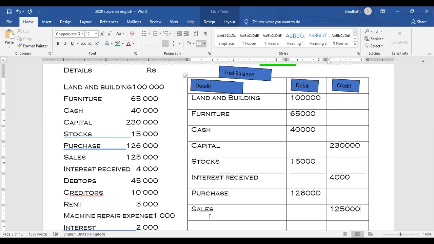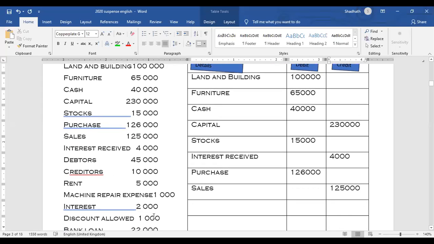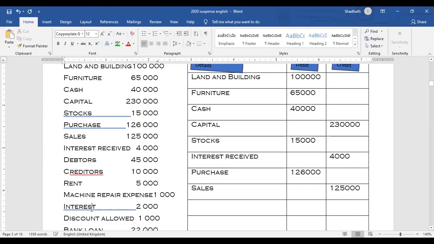Right. Likewise, we can fill the table easily. Debtors, asset, debit side. Creditors, liability, credit side. Rent, expense. Machinery repair, expense. Interest: everyone send the answer for the interest. What type of account is interest?